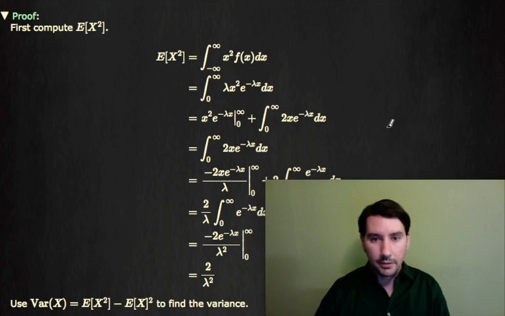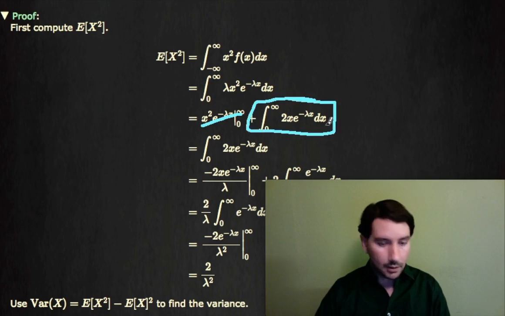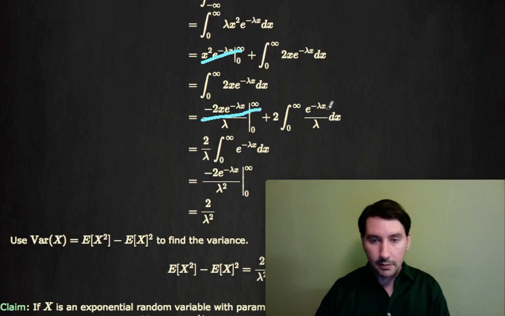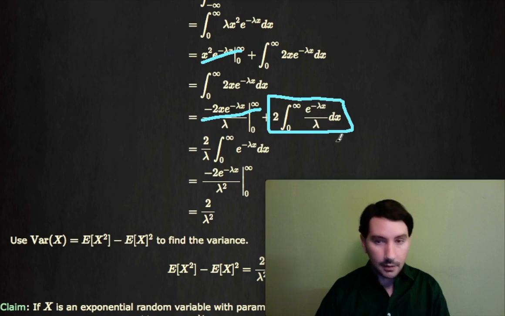And this is again solved by integration by parts. So you integrate by parts, and this is 0, and you're just left with this. Then you can integrate this one by parts, and you get something again that's 0, and you're finally left with something that is non-zero that you can just evaluate without integrating by parts. So you get 2 times the integral from 0 to infinity e to the minus lambda x over lambda dx. And this is negative 2 e to the minus lambda x over lambda squared, evaluated from 0 to infinity.